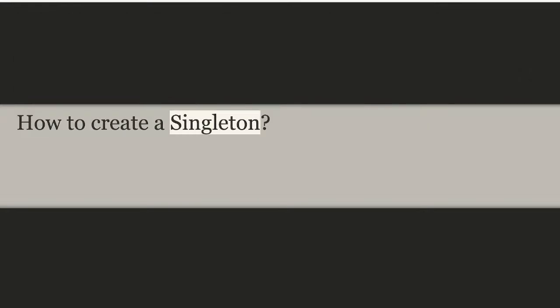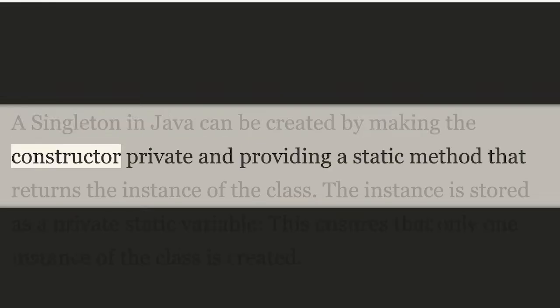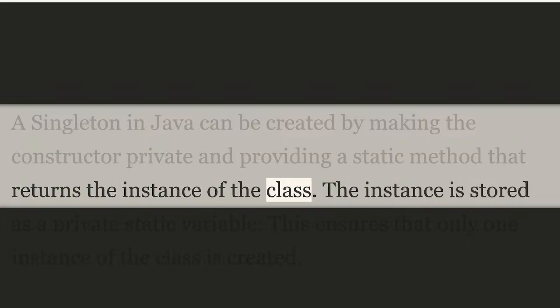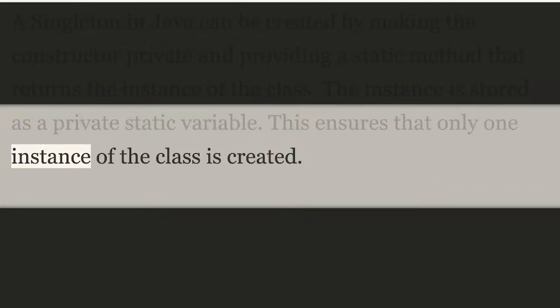How to create a singleton? A singleton in Java can be created by making the constructor private and providing a static method that returns the instance of the class. The instance is stored as a private static variable. This ensures that only one instance of the class is created.